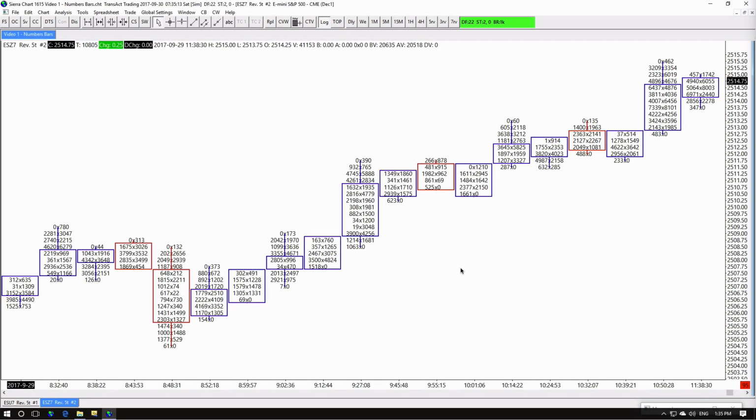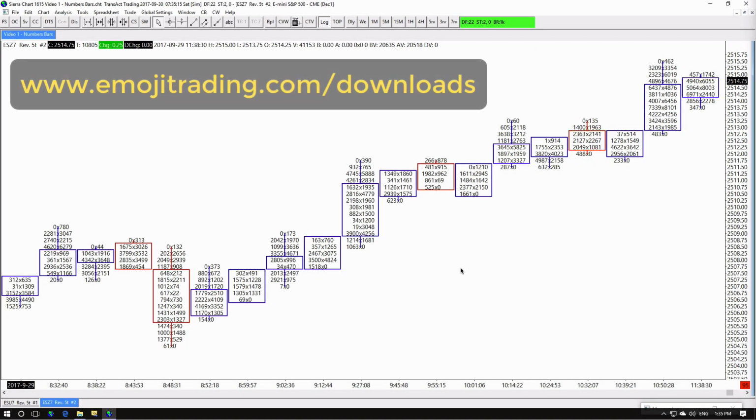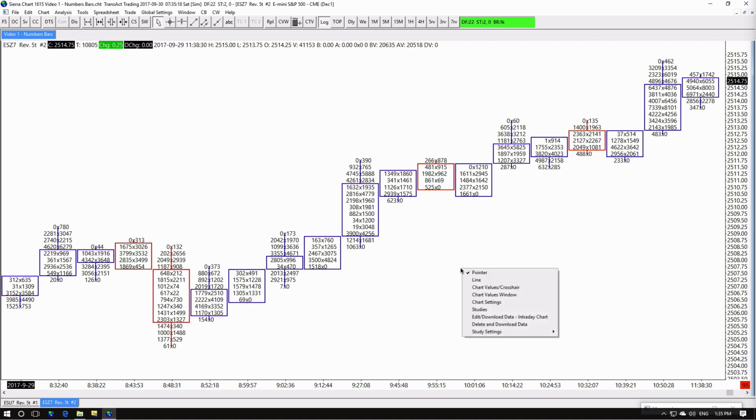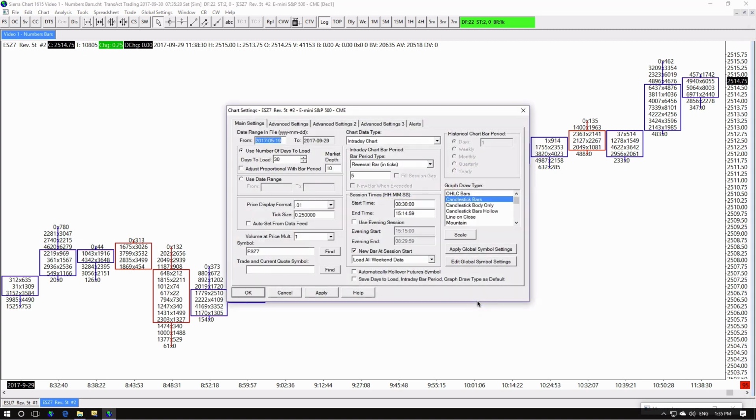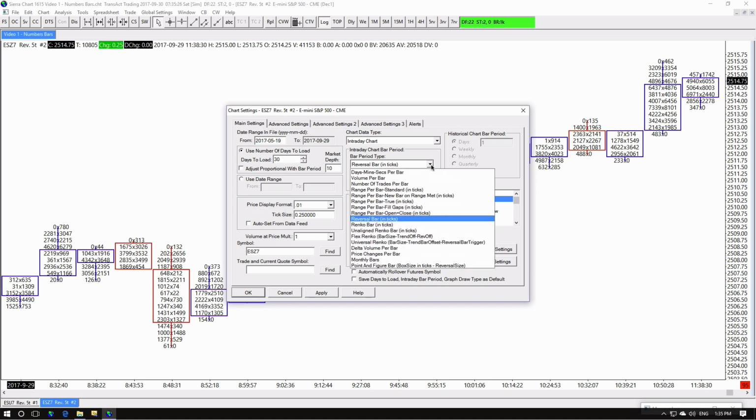Let's go back to our basic numbers bar chart template. You can download this from emojitrading.com/downloads. As you can see from the chart settings, I'm not using a time-based chart. When we read order flow, we're much more interested in how volume traded across a range of prices rather than how it traded over time, and we gain this insight by using a chart type that ignores time as the trigger for a new bar.